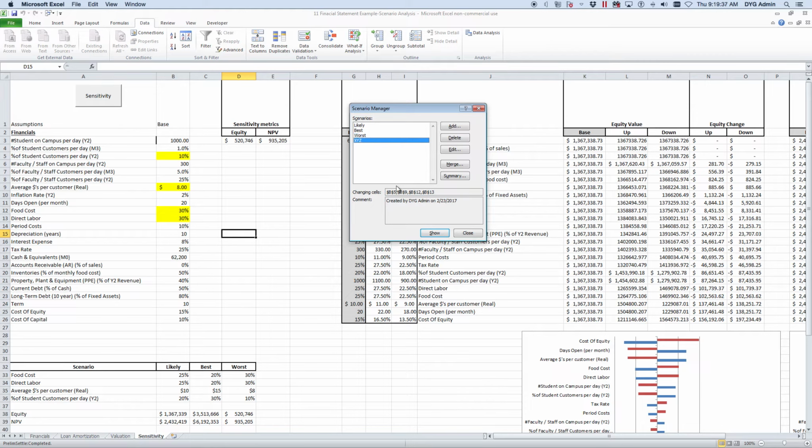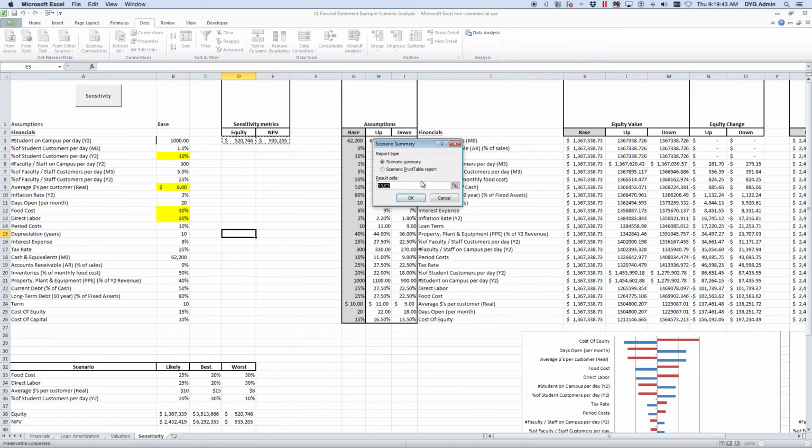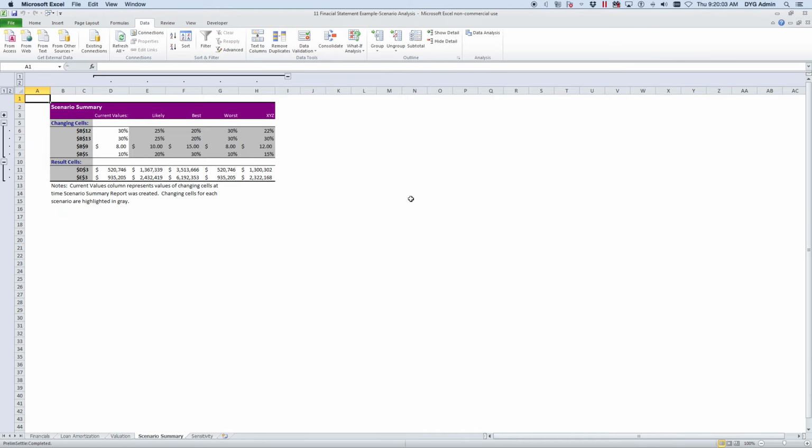The other thing that would allow you to do is, if you just wanted to run all your scenarios at once, you can hit this summary button, and it's going to ask you to show the results, if you will, that point to what results you want to pay attention to. So again, you hold down the control button. We click equity and NPV, and we're going to do the scenario summary first, and I'll show you what that looks like. So you hit OK, and it pops up a new tab.